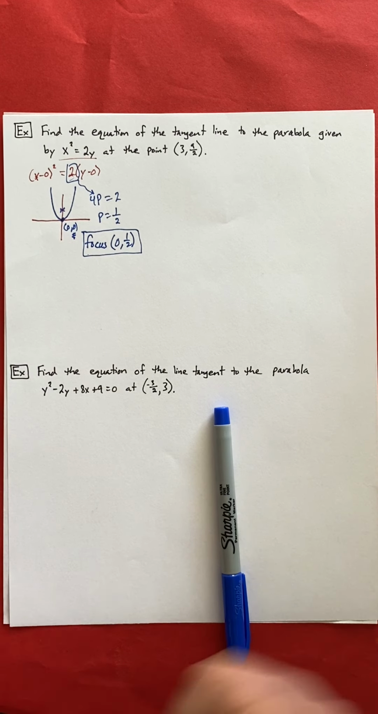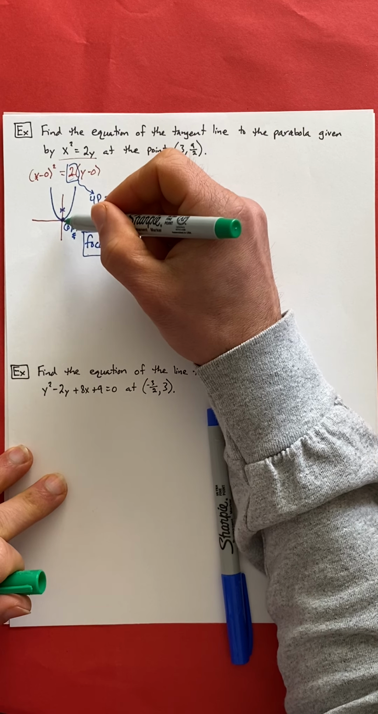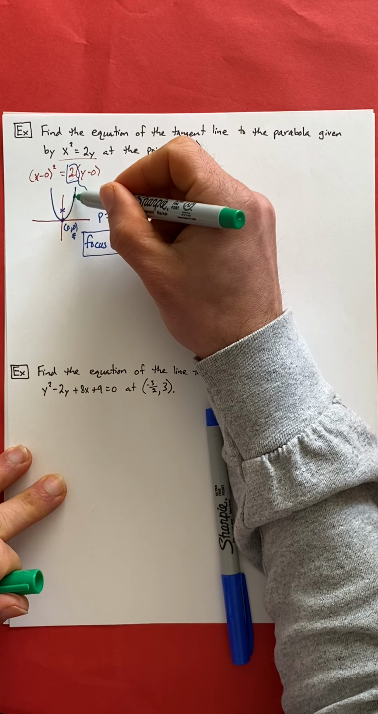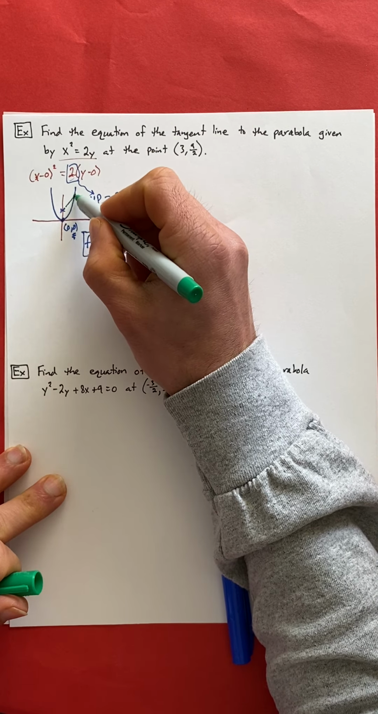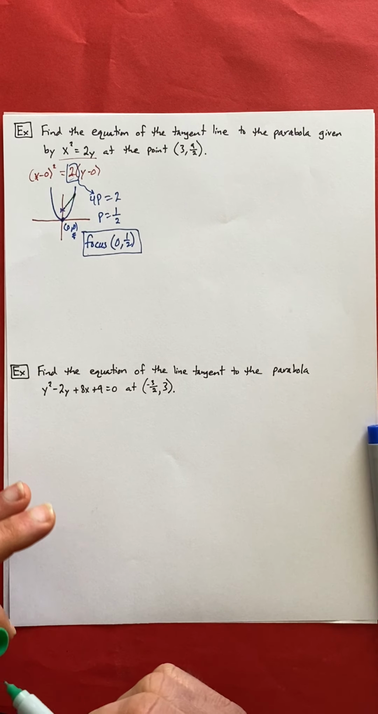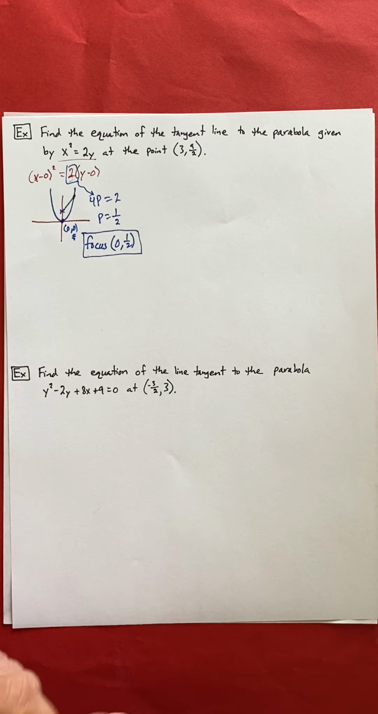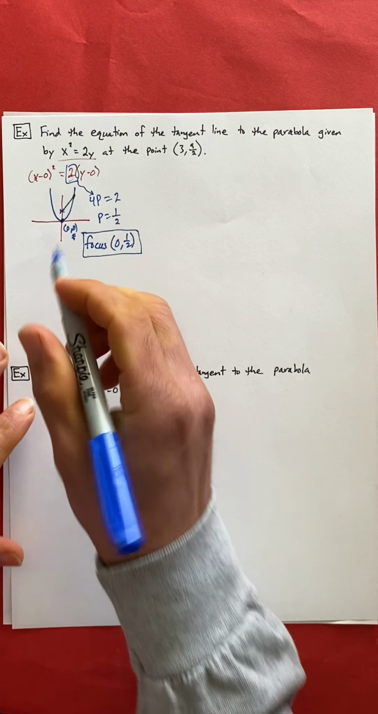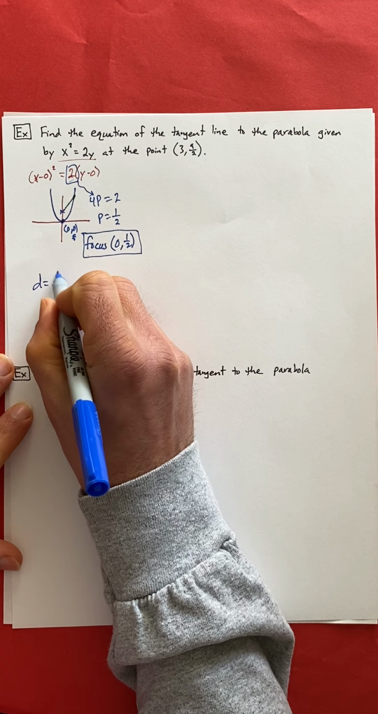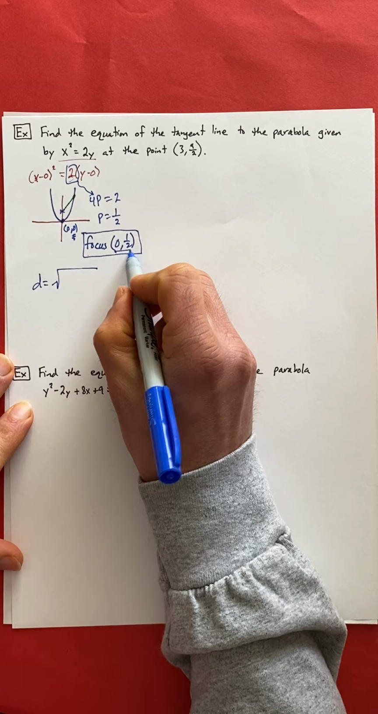Now this point (3, 9/2), if I think about it on the graph, is probably over here somewhere. They're asking me to find this distance. So step number 2, find the distance. Distance is going to be the square root of, here's one point, here's the other.